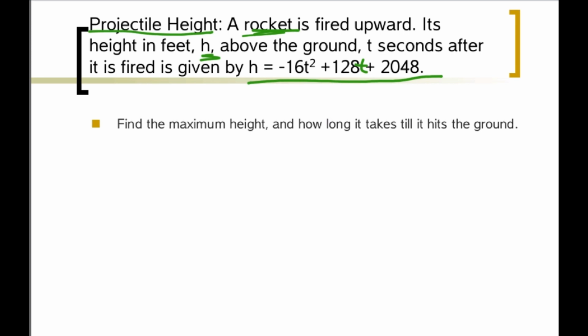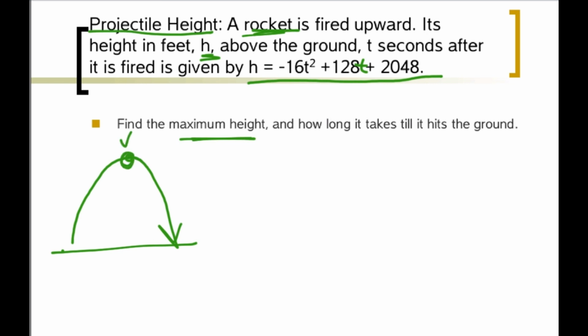Okay. Now again, it's a negative parabola. In other words, you're shooting a rocket up and then it's coming back down. So that's the situation here. We're supposed to find the maximum height. Now maximum height, of course, is going to be right here at the vertex. And then how long it takes until it hits the ground.